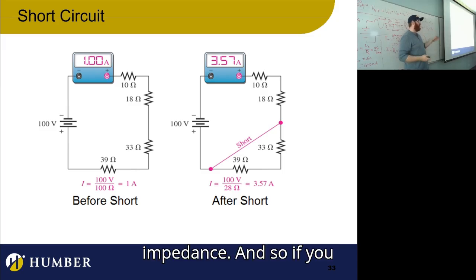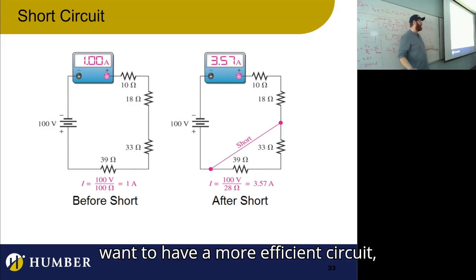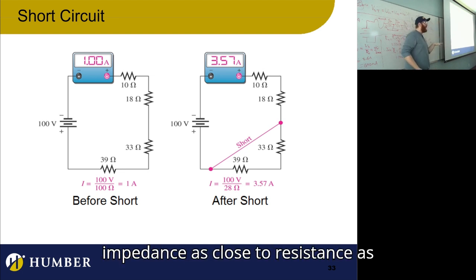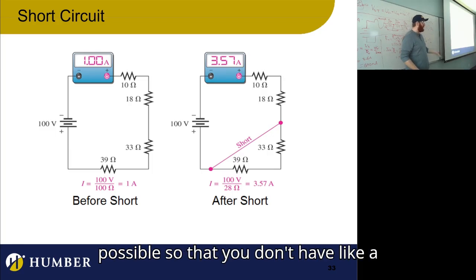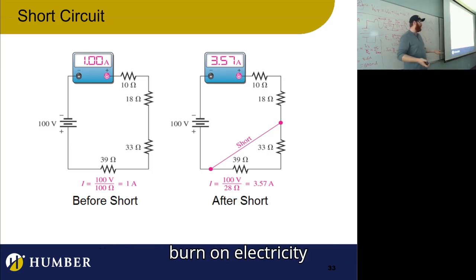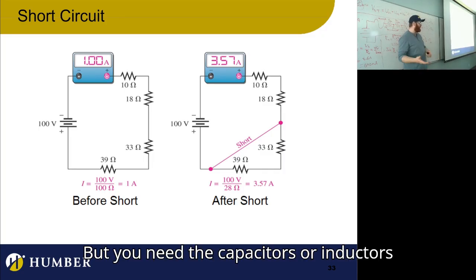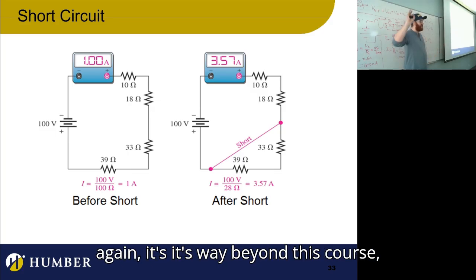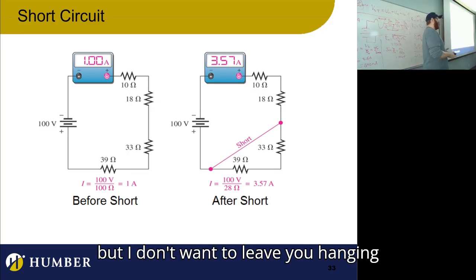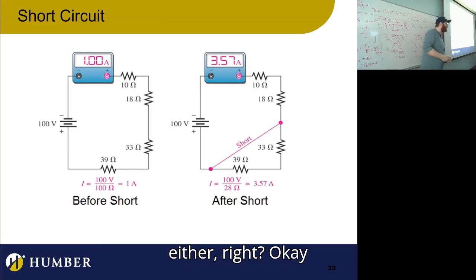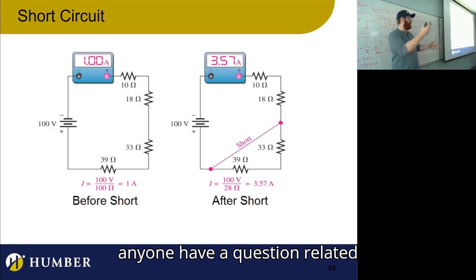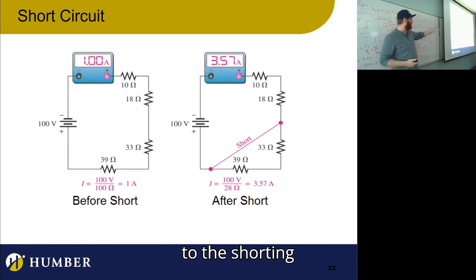And so if you want to have a more efficient circuit, generally you want to try to get that impedance as close to resistance as possible so that you don't have a burn on electricity. But you need the capacitors or inductors to do specific jobs. Again, it's way beyond this course, but I don't want to leave you hanging either, right? Okay. Anyone have a question related to shorting?